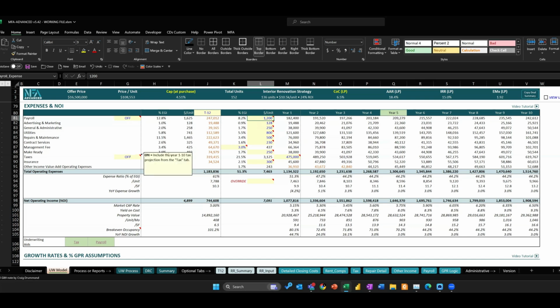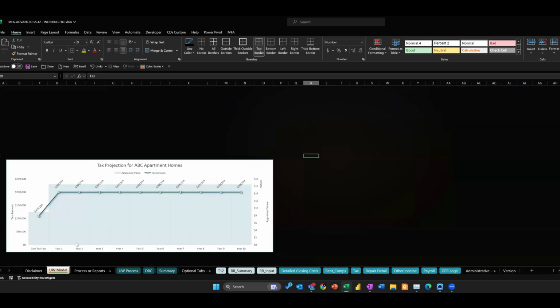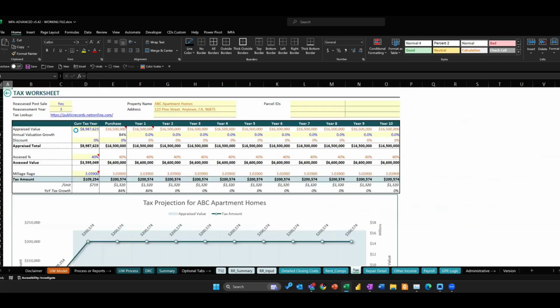Taxes are huge, right? I think it's very important to get taxes correct. This is most often, I'd say nearly always, your largest expense. And it's the one that can change most dramatically after you take over the property, right? If there's a reassessment and the valuation of that property is higher, you can expect a higher tax bill. So it's important to spend time on your taxes. There's a tax worksheet in here.